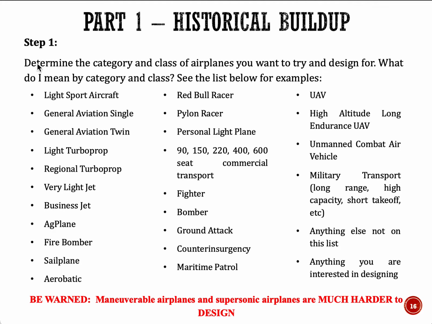Step one is for you to determine the category and class of the airplane you want to design. So what is category and class? We covered some categories and classes in the first lecture in the first week, but here are some examples. You've got a lot of different categories and classes. You can choose any one of them. The neat thing is that the process that we are going through to design the aircraft is applicable for all of these different types of aircraft, and you don't necessarily have to pick one. The entire class doesn't have to pick one type of aircraft to design.